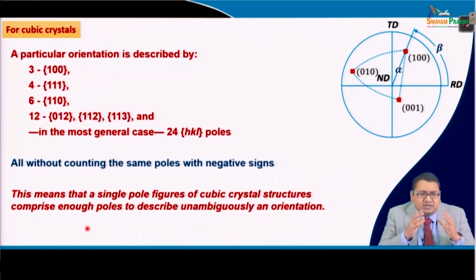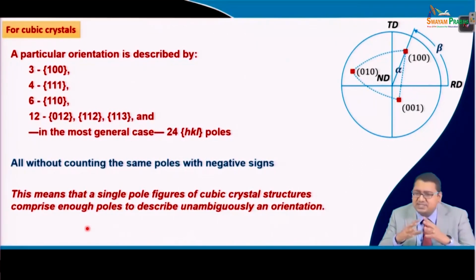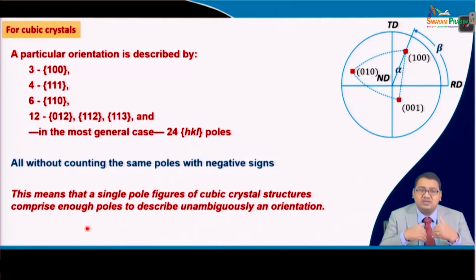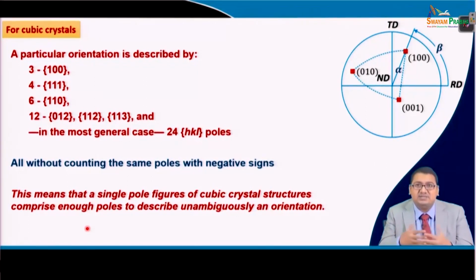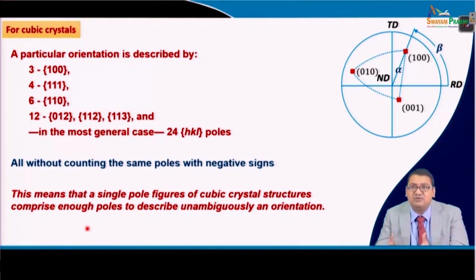Now, you see that in cubic crystals, a particular orientation can be described using 100 or 110 or 111 axis. Right, we can even describe it using 120, 130, 112, 113, etcetera. Now, you see that 100 has a four-fold symmetry and it has three poles. 111 has a three-fold symmetry and it has four poles. 110 has a two-fold symmetry, it has six poles. 012, 112, 113 have 12 poles, and in general any HKL plane has 24 poles other than this.